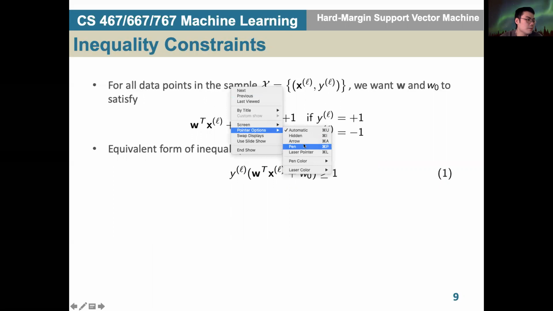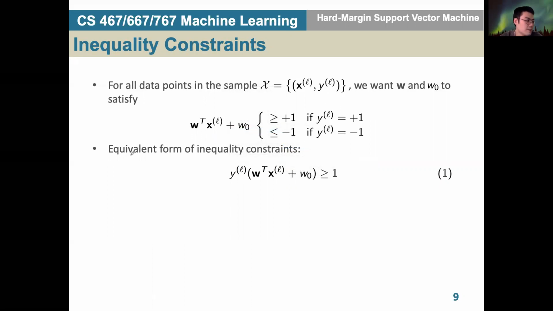So a key observation here is that they are equivalent. Okay, this thing and this thing are equivalent. We can use a simpler form for that, right? Any questions? I hope I'm not too fast. Okay.